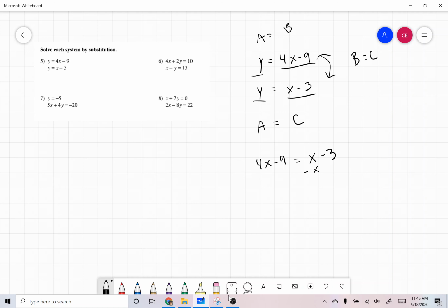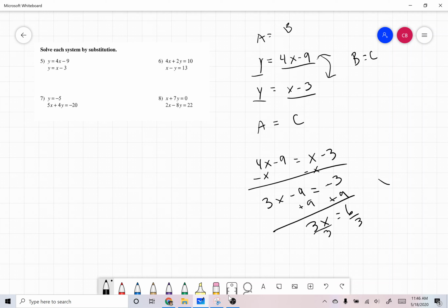So we subtract x. We have 3x minus 9 is equal to negative 3, which we add 9. 3x is equal to 6, divide by 3, x is equal to 2. Well, remember, before when we were solving these, we had an ordered pair as our solution. We had an x and a y. So we have x, but we don't have y, but we can figure out y by plugging x into the other equation. So let's do it.